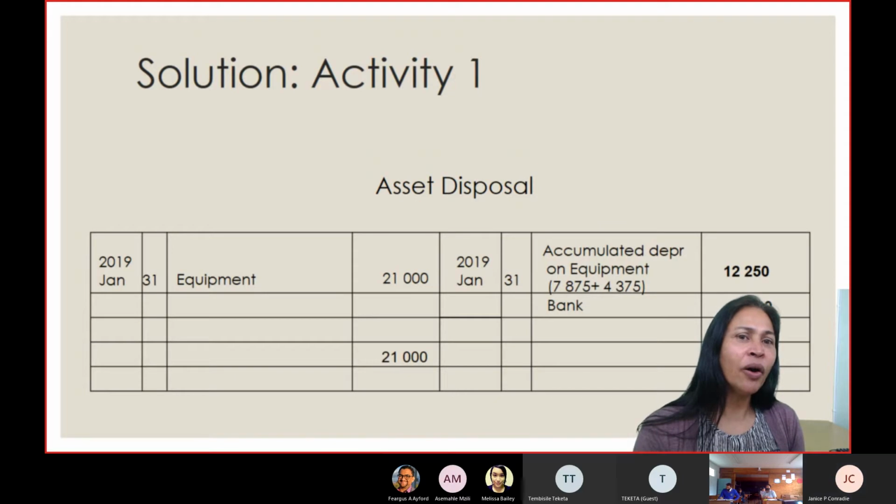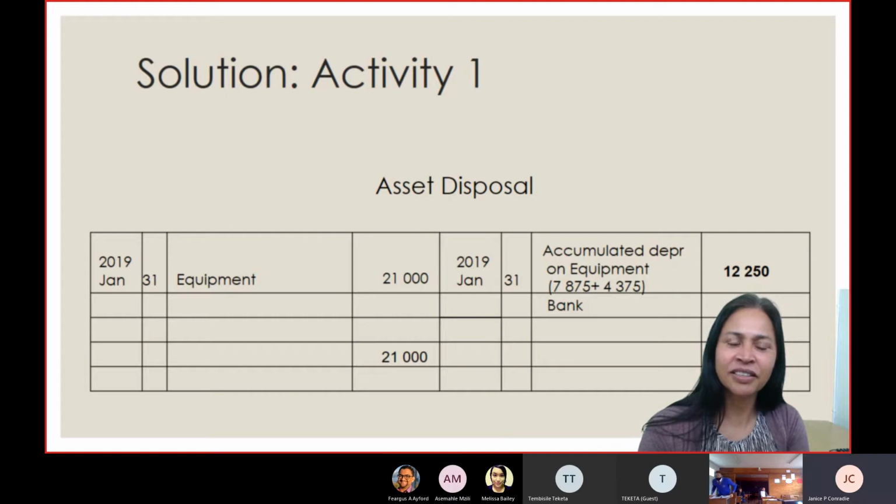But now I have accumulated depreciation on my credit side of 12,250, and I have my bank of 1,000. That does not give me 21,000. Do you agree, grade 12s? So what do I have? I have to find the difference between the two sides. Can anyone give me the difference?